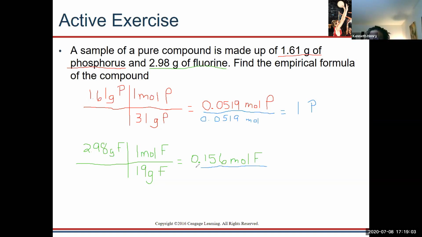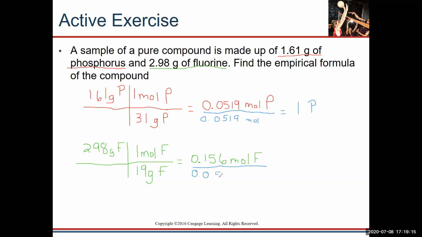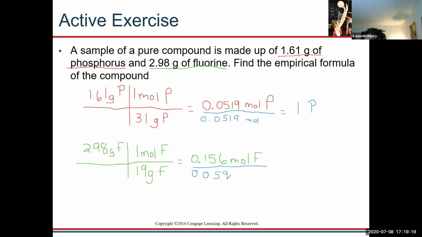And this will let me know how many fluorine I have per 1 phosphorus. And this is, you said this is for the quantity, right? Yep, quantity, right? Not mass, quantity. Okay, so, oops, I forgot my 1.